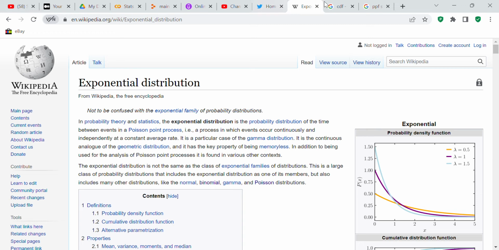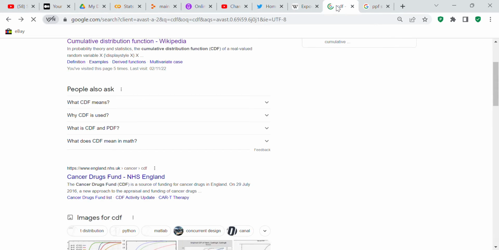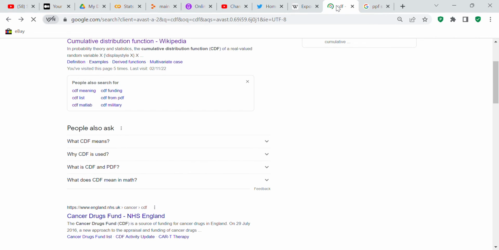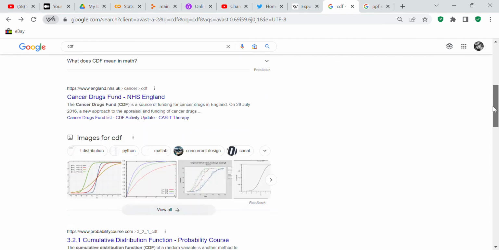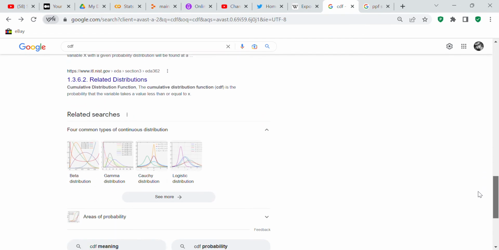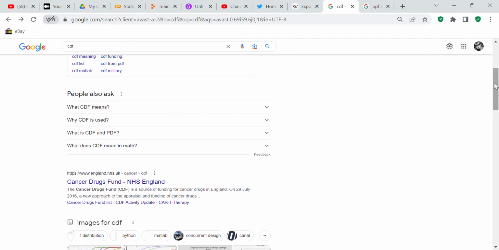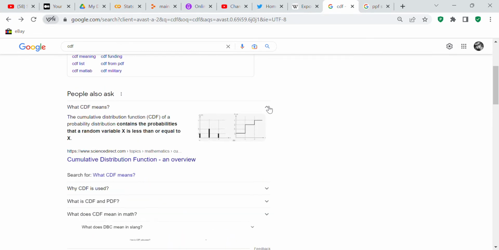Now we're going to cover some points that we'll be using in the code. One of the things is the cumulative distribution function. The cumulative distribution function, CDF, is a probability distribution that contains the probabilities that a random variable X is less than or equal to x.